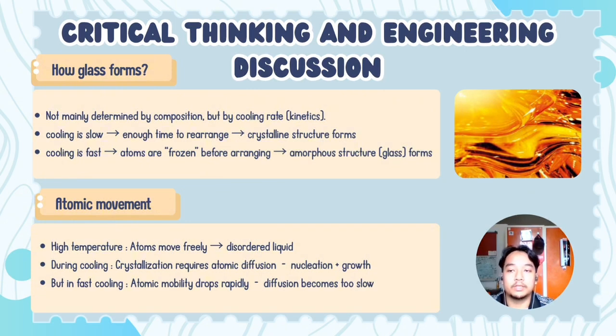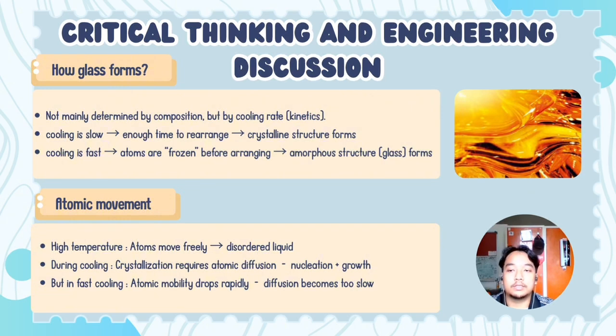However, when the material is cooled rapidly, the atoms lose their ability to move before they can organize themselves and become trapped in a random arrangement. And then it will produce an amorphous structure, which is what we call glass. This shows that glass formation depends on how quickly the material cools rather than its composition.